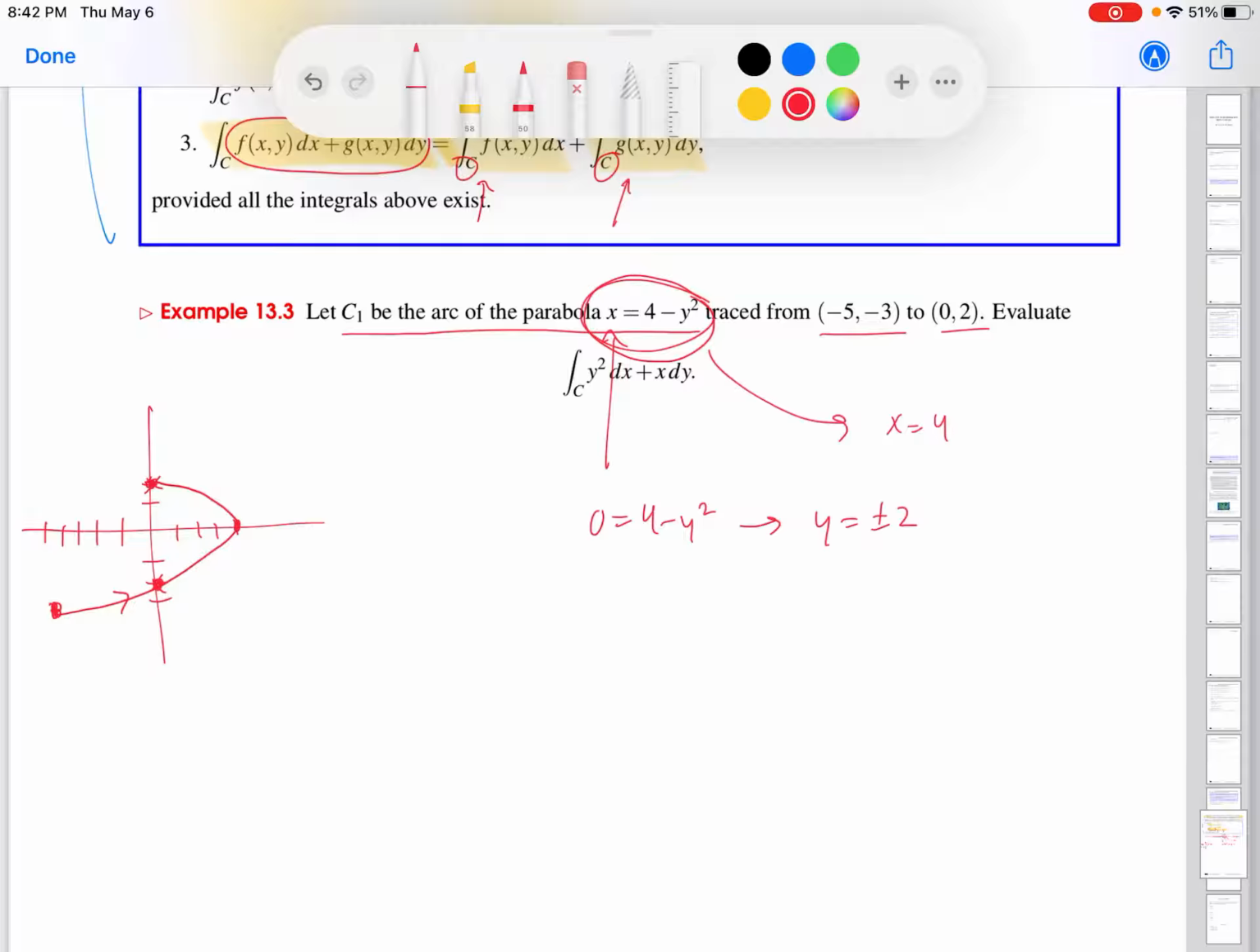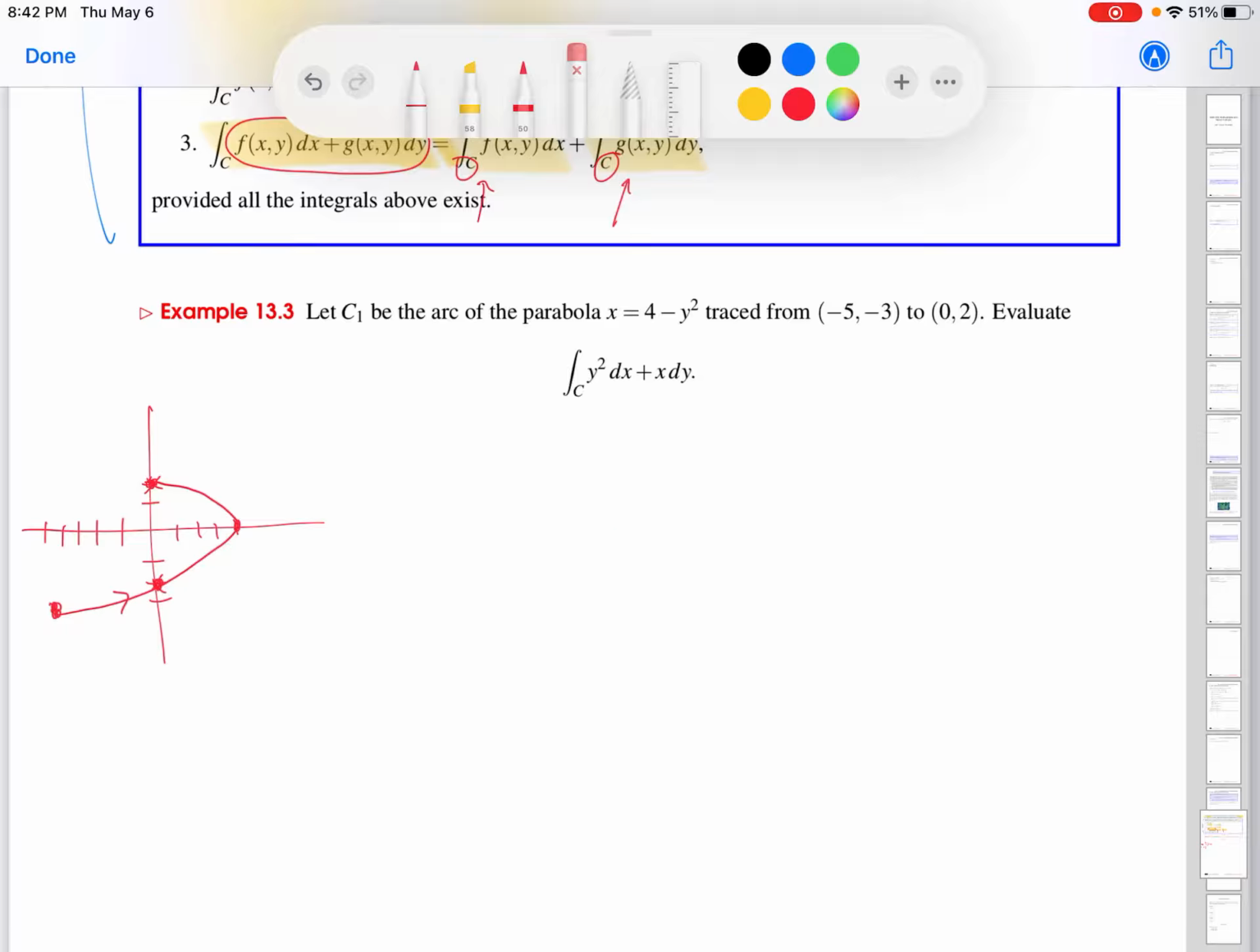How do I know that? I'm inferring that information by the fact that it says traced from to. So that's one way that you would know the direction. Okay, so now I've drawn my curve, and the next step is to parameterize it.